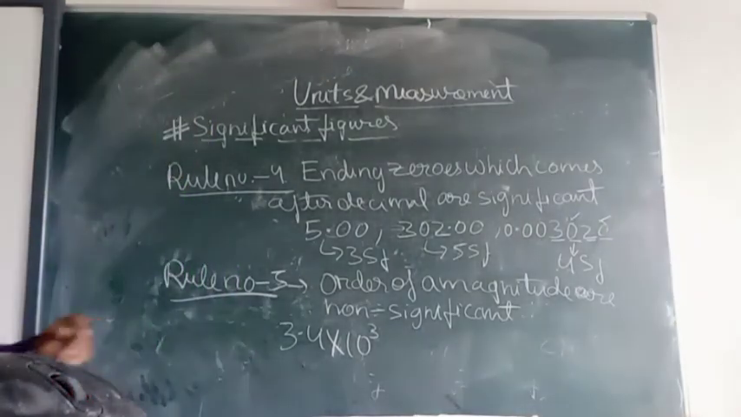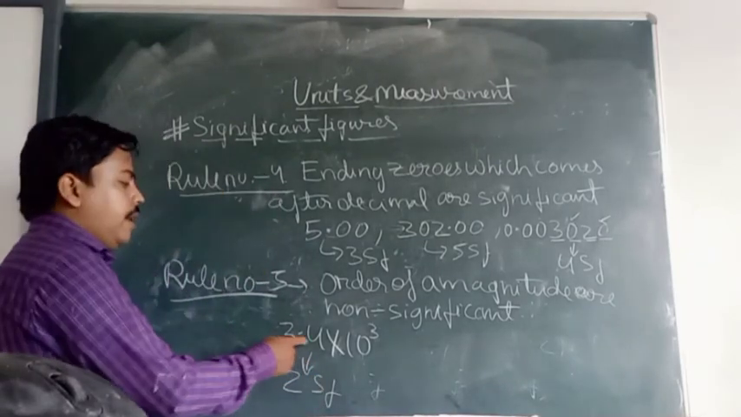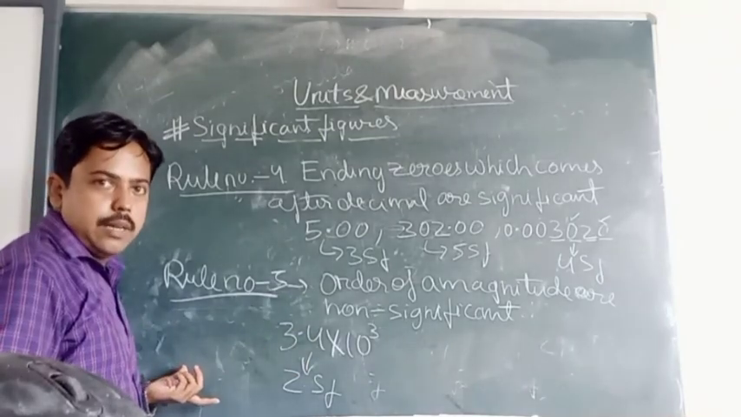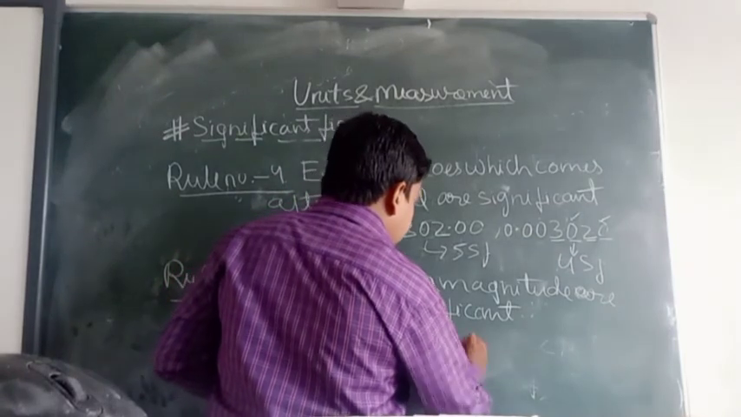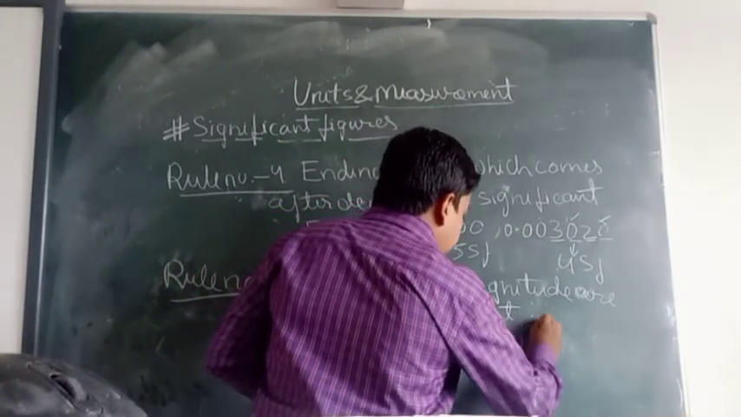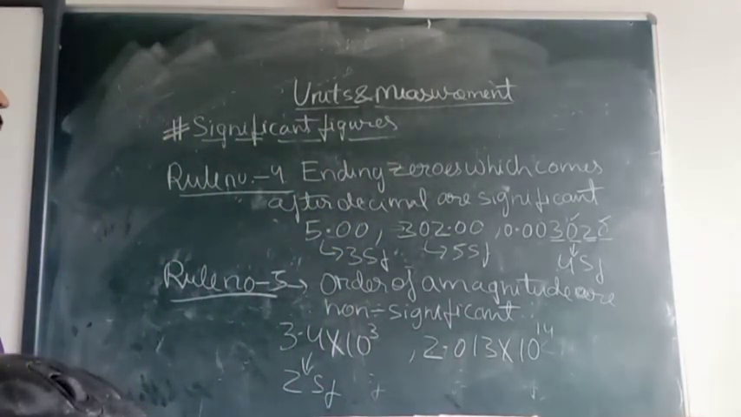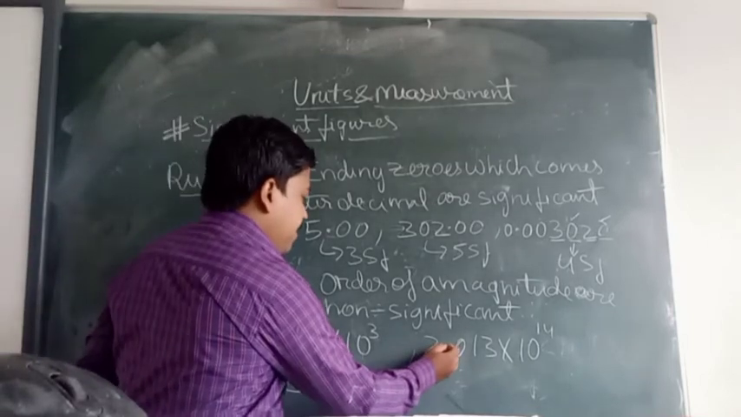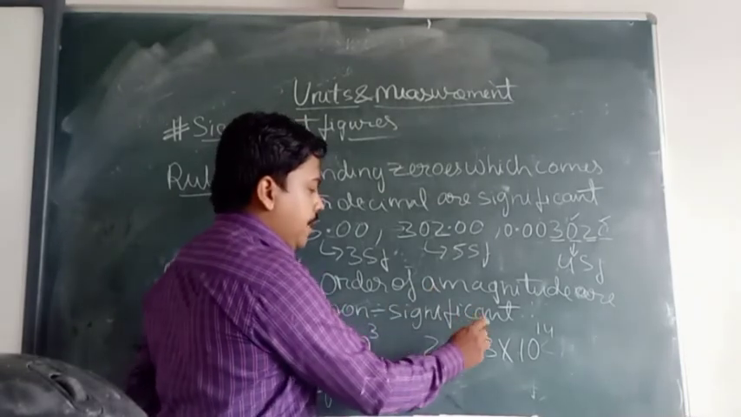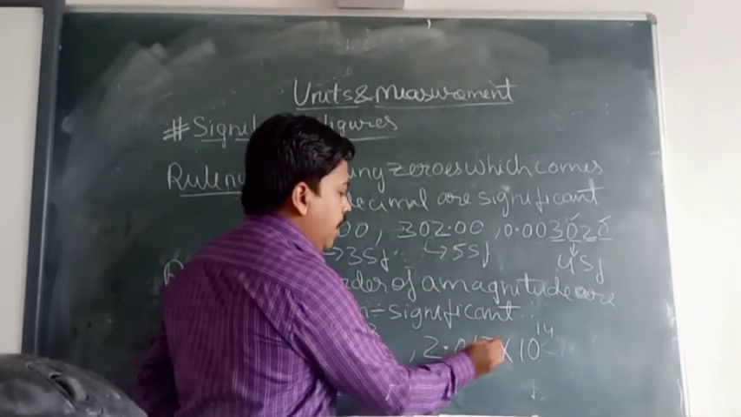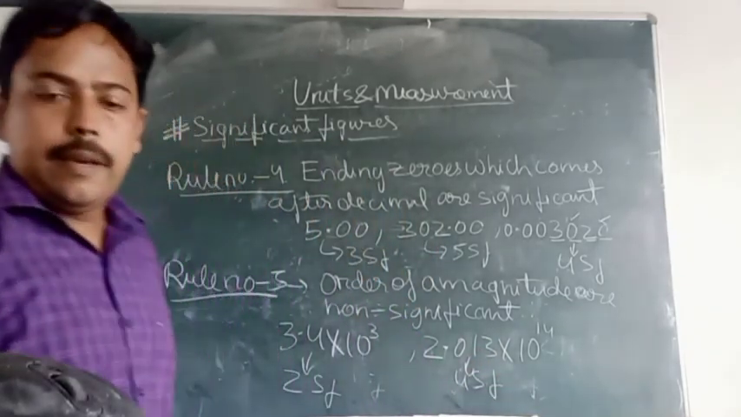So how many significant figures are here? 2 significant figures are here, because 1 and 2 are non-zero numbers which are coming here. Similarly, we can also write 0.013 into 10 to the power of 14. Suppose I am having this physical quantity, then how many significant figures are here? 4 significant figures, because 0 lies in between two non-zero digits, so this 0 will be significant. Just 1, 2, 3, 4.